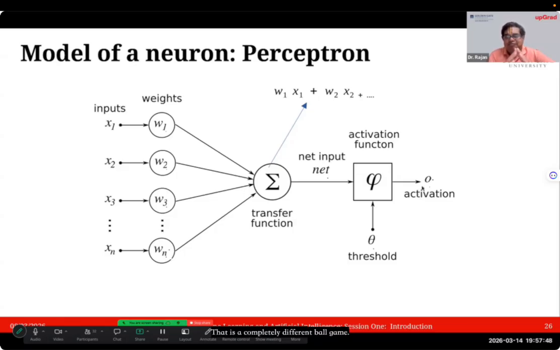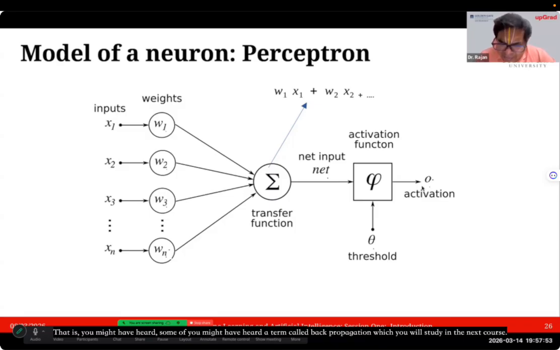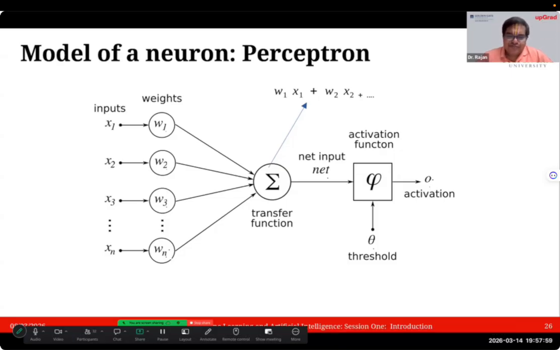Okay, that's a completely different ball game. Some of you might have heard a term called backpropagation, which you will study in the next course. It's at least 7.5 weeks away from now. You will study how we fix these values of W1, W2, etc. That's called training the neuron, or training the neural network. That you will learn in the next course.